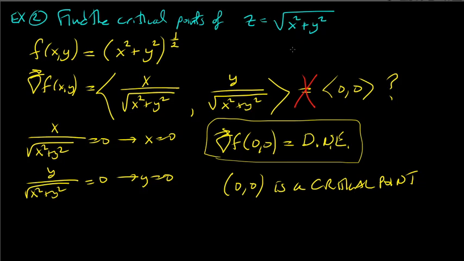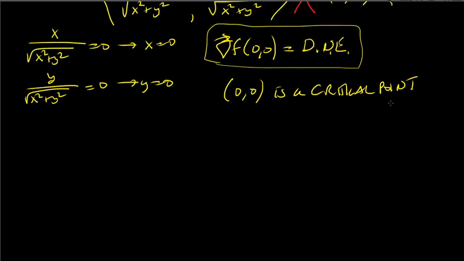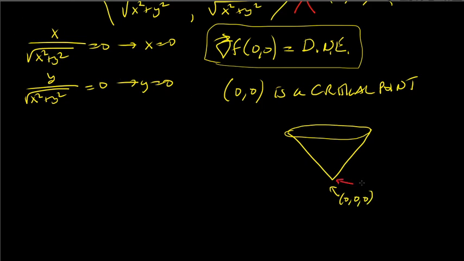In fact, this is just the cone we talked about earlier, right? This is a cone. So (0, 0) happens to be the bottom of the cone, so this is the point, well, (0, 0, 0) actually. So there will be no tangent plane there. There's no gradient here, right? So the gradient does not exist. And yet, we still want to consider it to be a critical point.